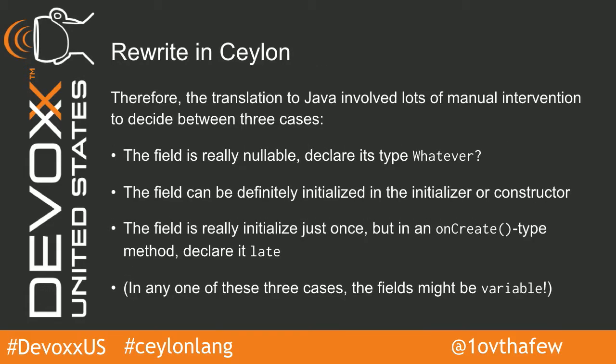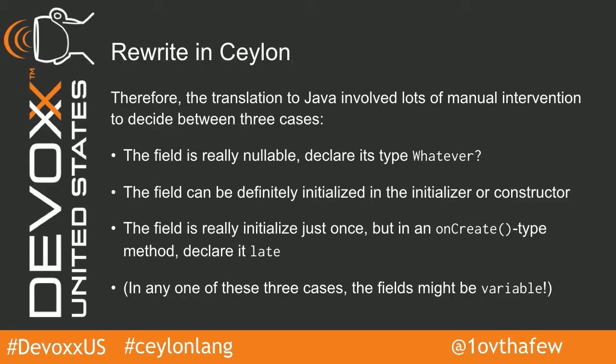Anyway, I know that went a little bit deep. The point of all that is that the translation to Java involved lots of manual intervention to decide between all these cases. If the field really is nullable, I need to look at the code and decide, and I need to declare its type as maybe type.